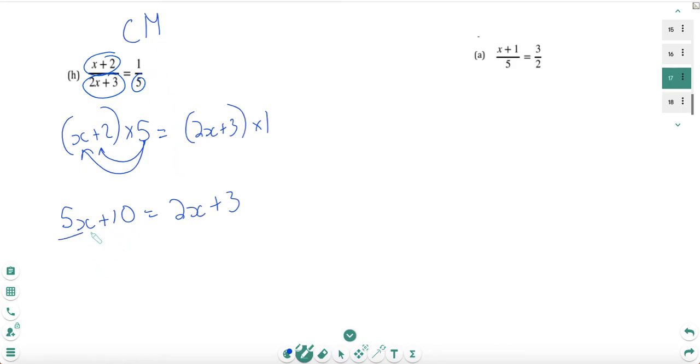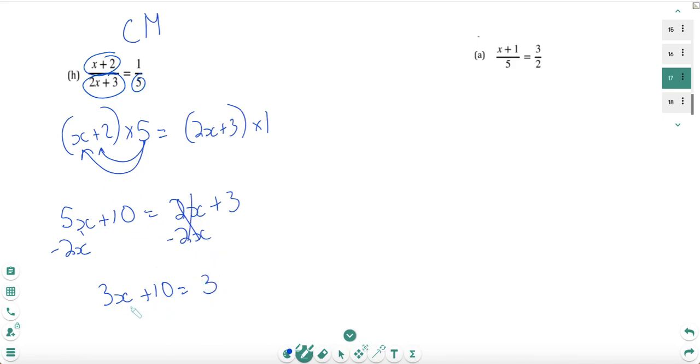Oh, look. Unknowns on both sides. We have to get rid of one of them. Which one should we get rid of? The smaller one. So we're going to get rid of 2x. So we're going to minus 2x here. Balance it by minusing 2x here. It's all the same thing every single time, guys. 5x minus 2x is 3x plus 10 equals 2x minus 2x is nothing, 3.